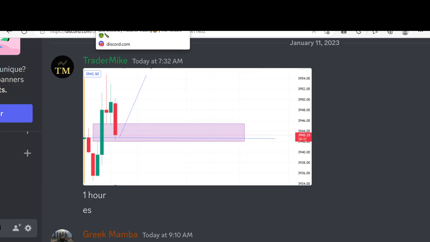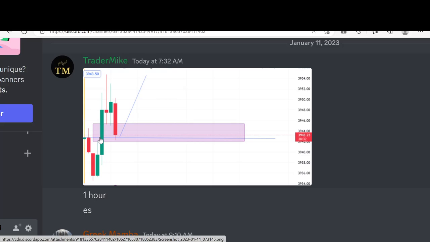So I actually posted this morning. Right here, you can see 1 hour ES. What I have outlined in this picture that I posted in my free Discord chat: price tapped down into a bullish imbalance. See that? See how it tapped down into that bullish imbalance, tested a bullish order block, and then I indicated that I think it's going to go up, which it did. It went up, had a really nice move.